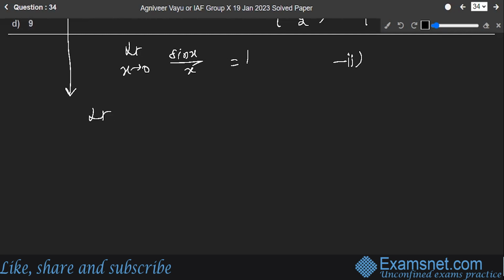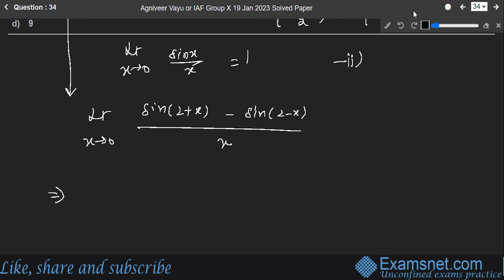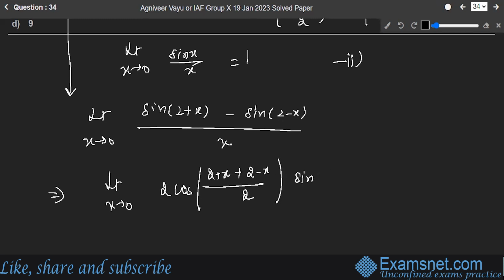So you have to find out limit x approaching 0, sine of (2 plus x) minus sine of (2 minus x), whole divided by x. This will be equal to limit x approaching 0. Applying the formula, this will be 2 cos ((2 plus x) plus (2 minus x)) divided by 2 into sine ((2 plus x) minus (2 minus x)), because I am negating this term, divided by 2.